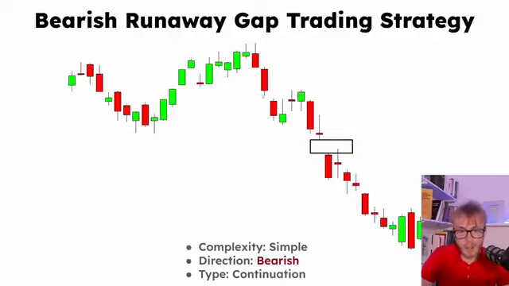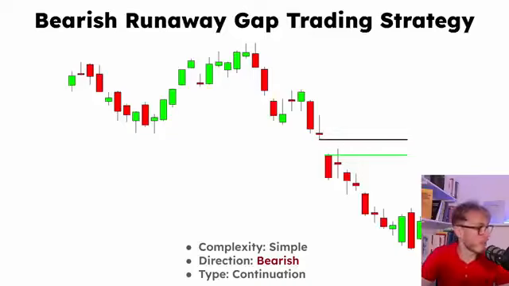You could also maybe argue that we have a tiny gap right here. But preferably, when we see these runaway gaps, we don't really want to see very small gaps like right here. We definitely prefer to see larger gaps like in this case. As for your entry point, the most common way to enter is to enter already at the open of the first candle after the gap. For the stop loss, we usually place the stop loss just slightly above the highest point of the gap.